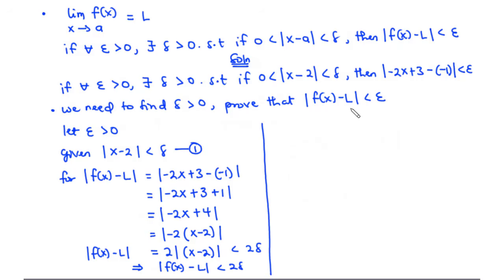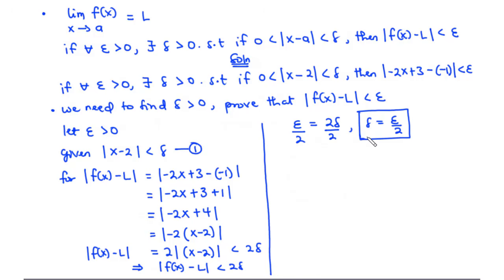Now, looking at this, you realize that we have the absolute value of f of x minus L less than epsilon. Here we have absolute value of f of x minus L less than 2 delta. So in that case, if the left hand side is equal to the left hand side, then the right hand side is also equal to the right hand side. So we can say that epsilon is equal to 2 times delta. Now since we want to find delta, we divide through by 2 and then we have delta equals epsilon over 2.